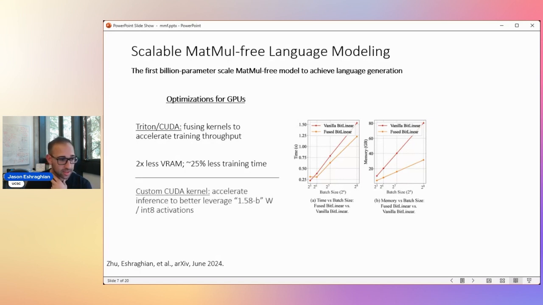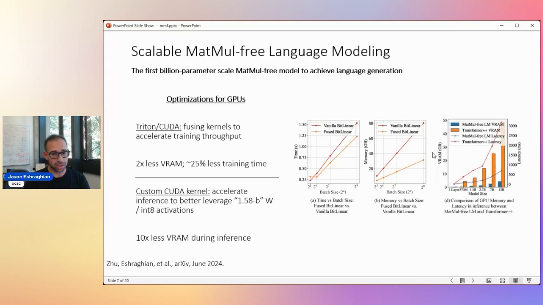Then secondly, we also wrote our own custom CUDA kernel to accelerate inference, basically to better leverage the ternary weights that we're using along with 8-bit integer activations. In doing that, we also get GPU benefits for inference. And so we were able to get 10x less VRAM during inference.